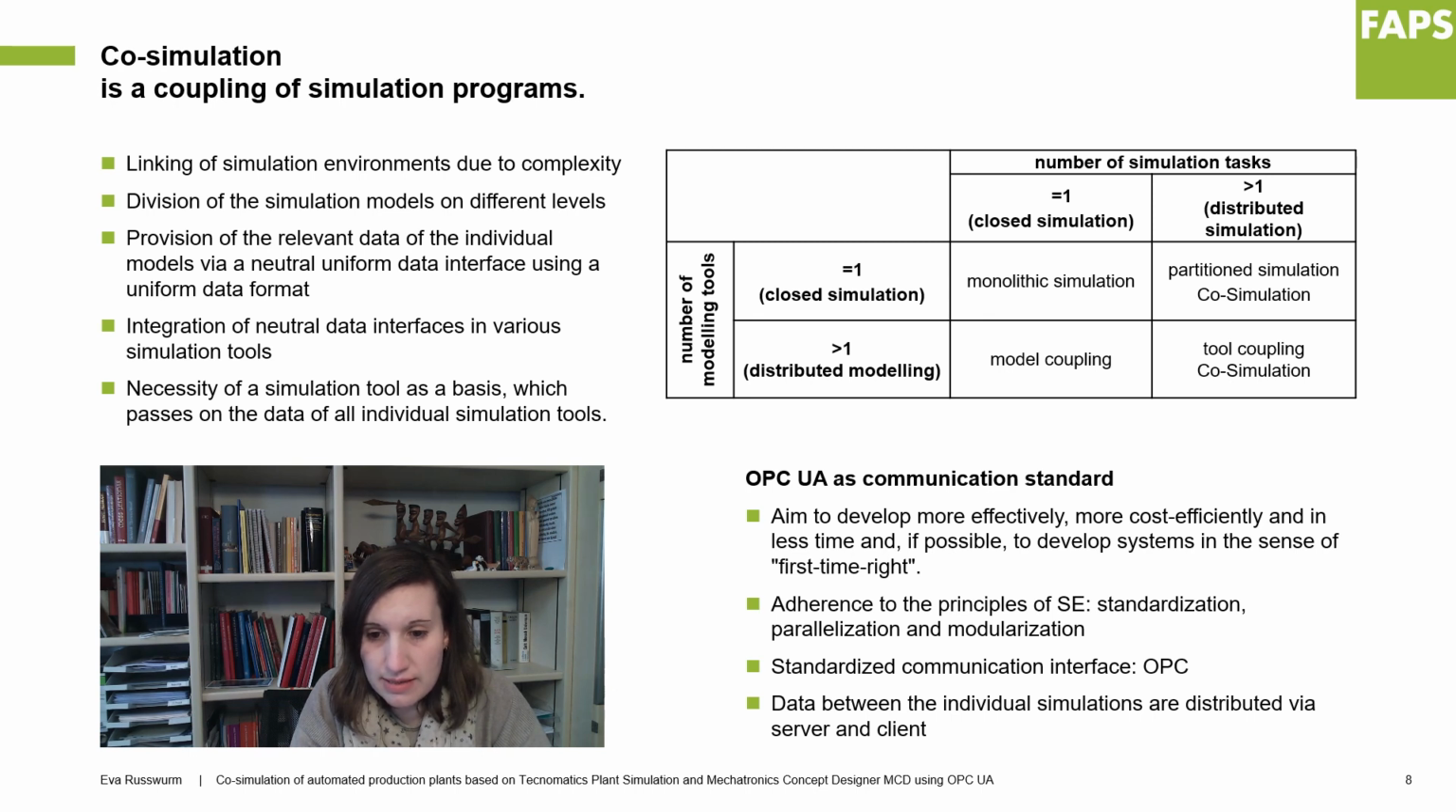In the use case that I will show you, you can see a co-simulation for the holistic simulation of a production plant operated with direct current, which I will demonstrate. I used OPC UA as a communication standard in the field of automation. The goal is to develop more effectively, more cost effectively, more time effectively, and if possible, to get the commissioning systems directly at the customer side ready for production in the sense of first time right.